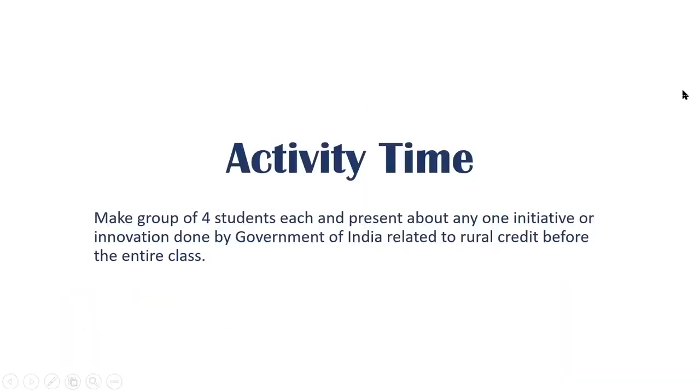So we come to the end of the first topic. It's activity 10. In this, you have to make a group of four students and present about any one initiative of innovation done by the government of India related to rural credit, in front of the class or any person who can give you good feedback about it. That's all for the first topic. Thank you.